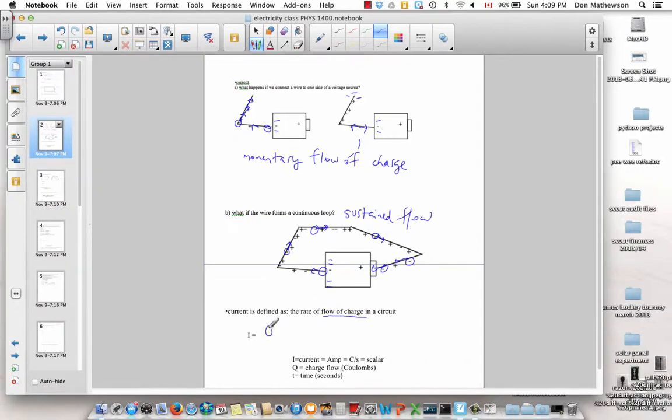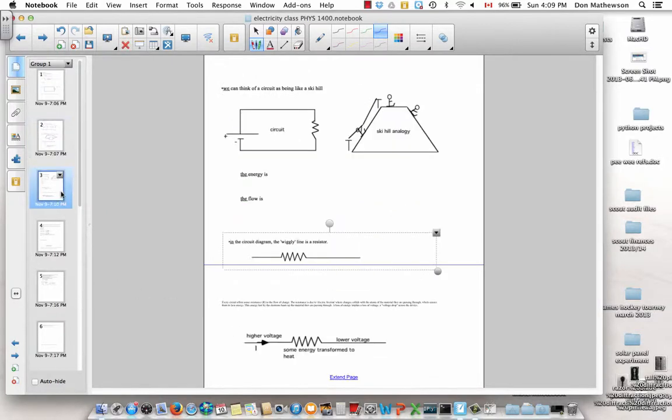Now, current is the amount of charge flow per given time. Units then, this is charge in coulombs, this is time in seconds, so coulombs per second is defined as an ampere of charge, given the letter capital A. So that's voltage and current.